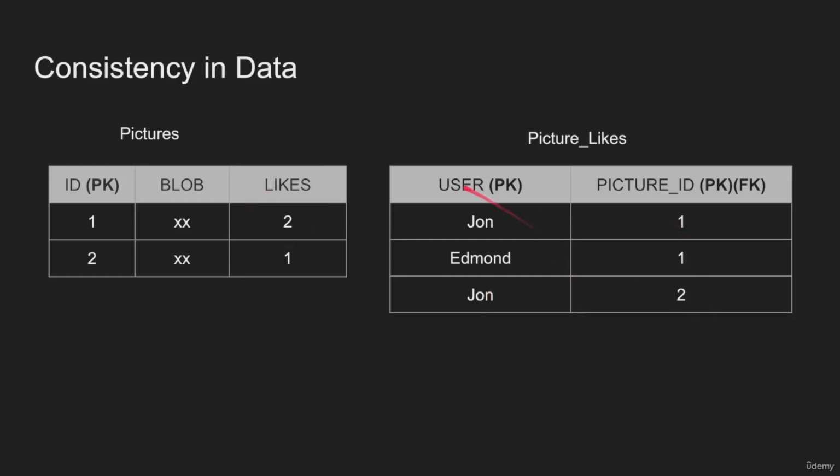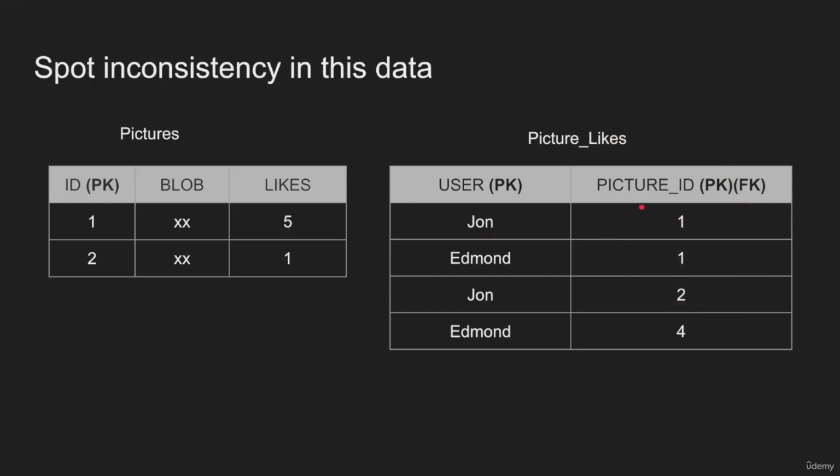This is one example, right? Another example is if you've seen an entry here to a picture that doesn't exist anymore, right? That's also inconsistency, right? And this is what we really mean when we talk about consistency in ACID transactions, right? We're talking about the ACID consistency here. So I'll give you a few moments here to spot the inconsistencies in this data model. Take a look.